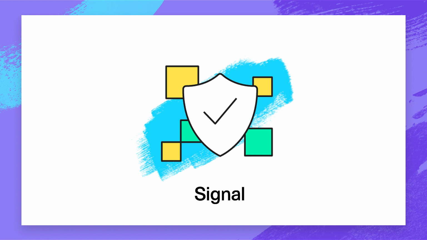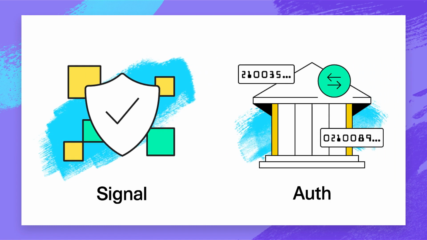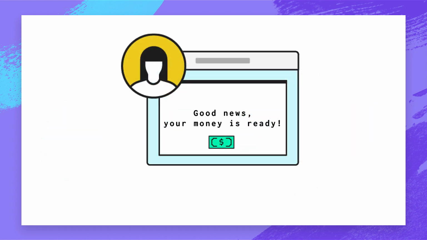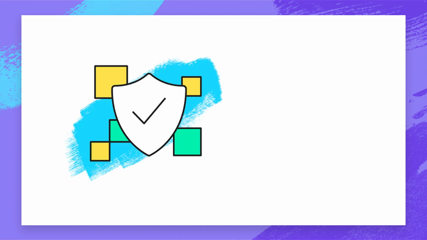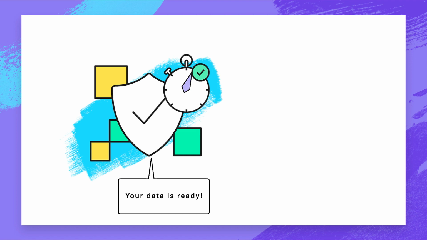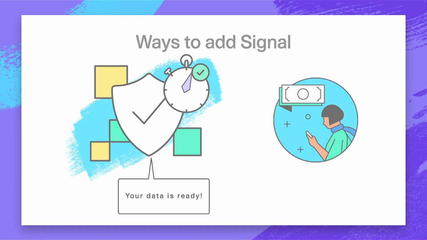Signal works alongside Auth and uses machine learning to evaluate the risk that an ACH transaction will be returned. This allows you to reduce risk and improve your customer experience all at the same time by enabling instant funds availability for low-risk transactions and adding additional safeguards for high-risk ones. Signal is designed to be fast, getting data in about 2 seconds, so you can run checks in real time at the point of the transaction without your user wandering off.